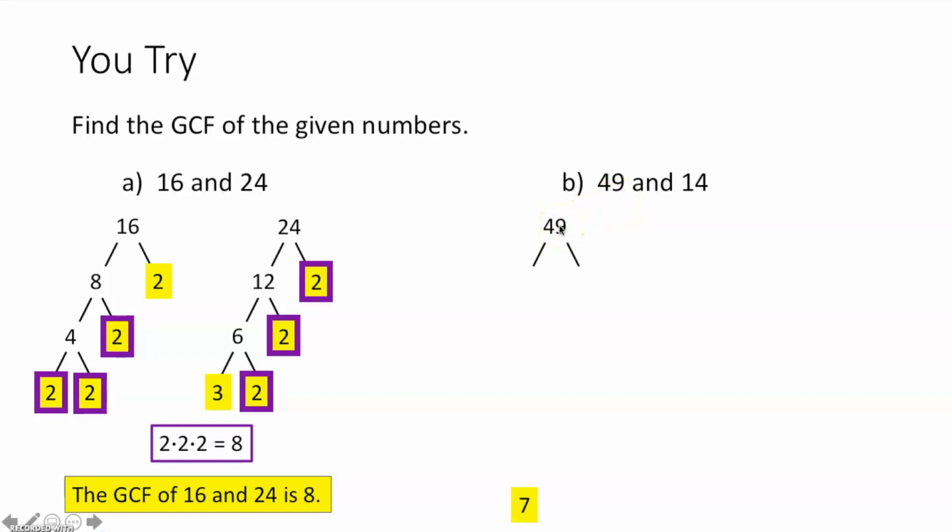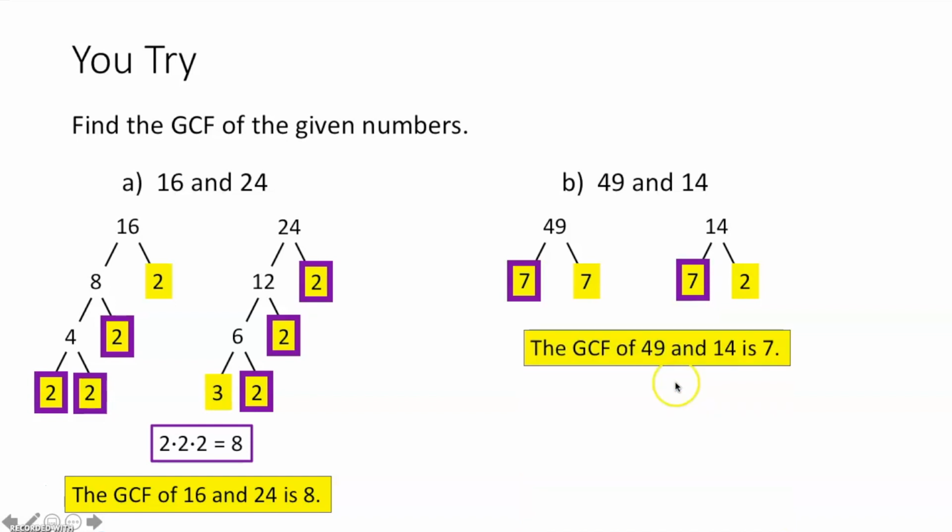49 breaks up into 7 times 7, and 7 is a prime number. Therefore, you can stop with each of those. Sweet, that was easy. What about 14? 14 breaks up into 7 times 2. That was also very easy because each of those are also prime numbers. So what's the greatest common factor between 49 and 14? Well, they each share a 7. So 7 is going to be the GCF of 49 and 14.